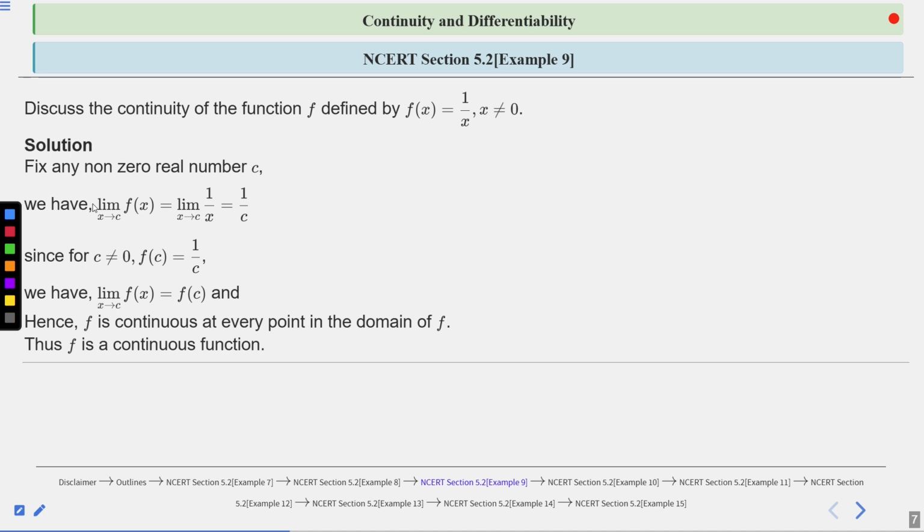Okay, so we can say that the function f is continuous at every point in the domain of f, at every point in the domain of f. Got it?